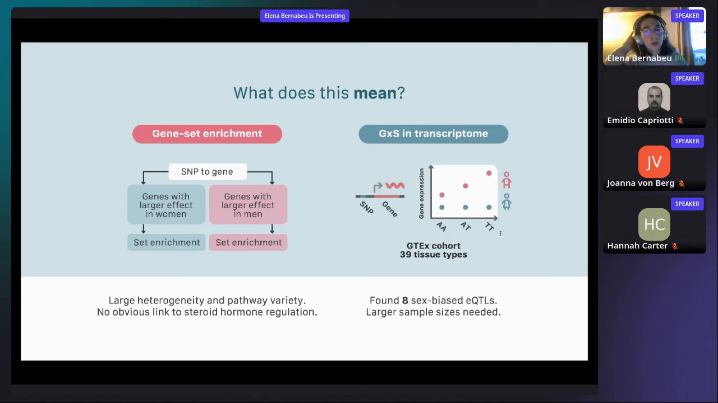We used the GTEx cohort for this, which consists of 39 tissue types with gene expression and genotype data. It's incredibly valuable because many times we only have access to blood gene expression data, but because we have SD SNPs arising from a variety of different phenotypes, we don't really know what would be the appropriate tissue to be looking at. So this gives us a very holistic view. However, the downside of GTEx is the sample size. We did find 8 sex-biased eQTLs, but truly larger sample sizes are needed to unravel this connection, also because we expect these effects to be fairly small, in the same way that GWAS effects are fairly small when you have very polygenic traits.